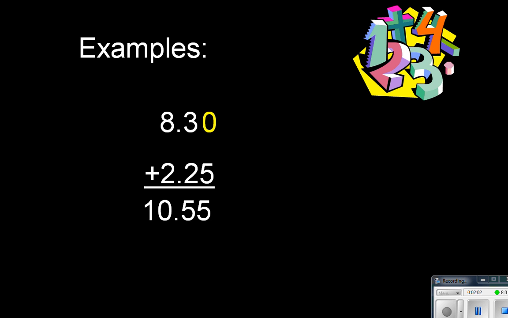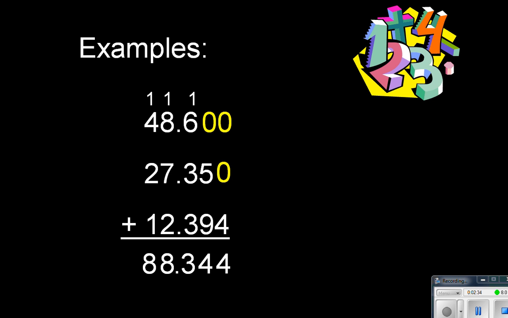The second example, you're actually going to have to place a 0 in at the top number right here, so that you can see the actual place value being held. 0 plus 5 is 5. 3 plus 2 is 5. 8 plus 2 is 10. And you're going to bring the decimal straight to the bottom, so the answer will read 10.55.